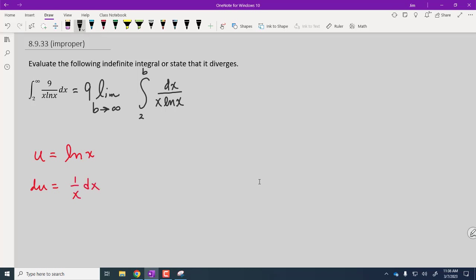So let's see what we get. So this 9 and limit business just comes along. And we're going to put placeholder limits, because with improper integration, it's usually just easier to use the original limits. So we're going to have a u in the denominator and a du in the numerator. Now it's in log form.